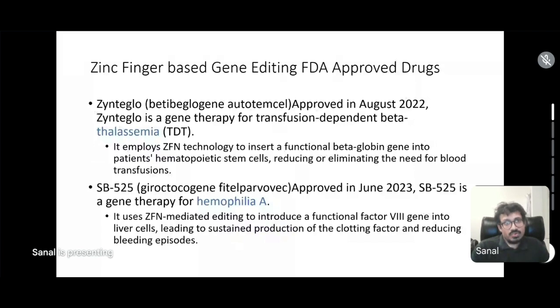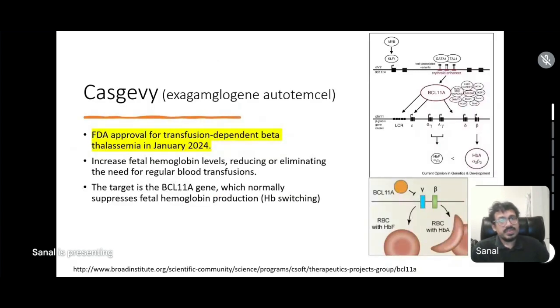Zynteglo was approved in 2022 for transfusion-dependent beta thalassemia. And SB525 is a gene therapy for hemophilia A. Then recently, Casgevy was approved for transfusion-dependent beta thalassemia in January 2024.